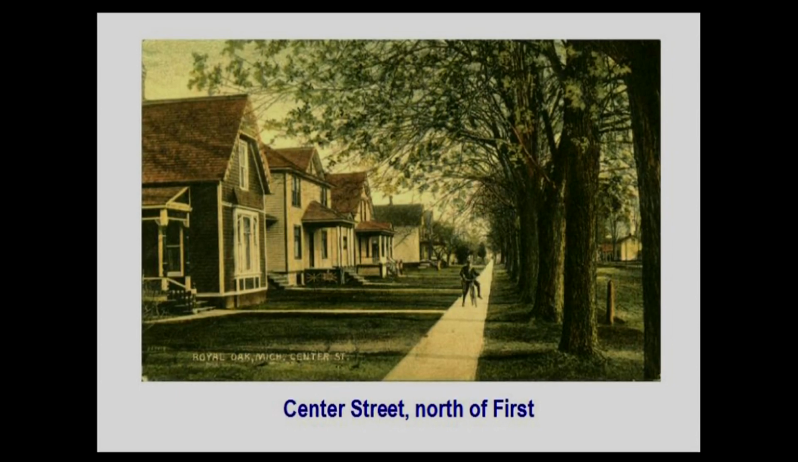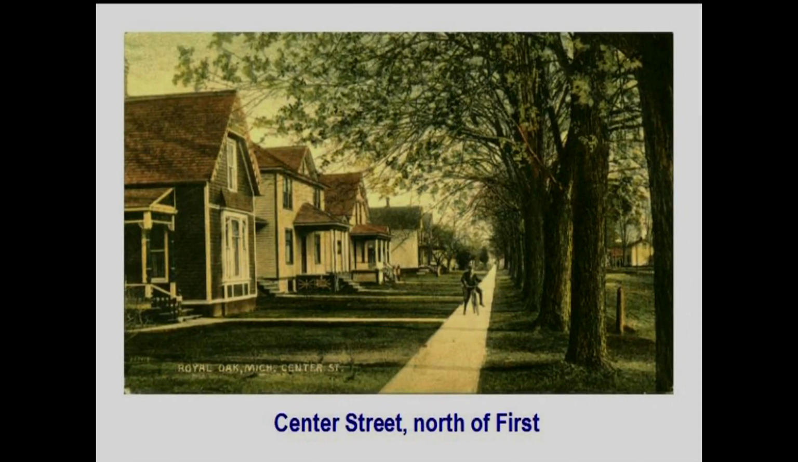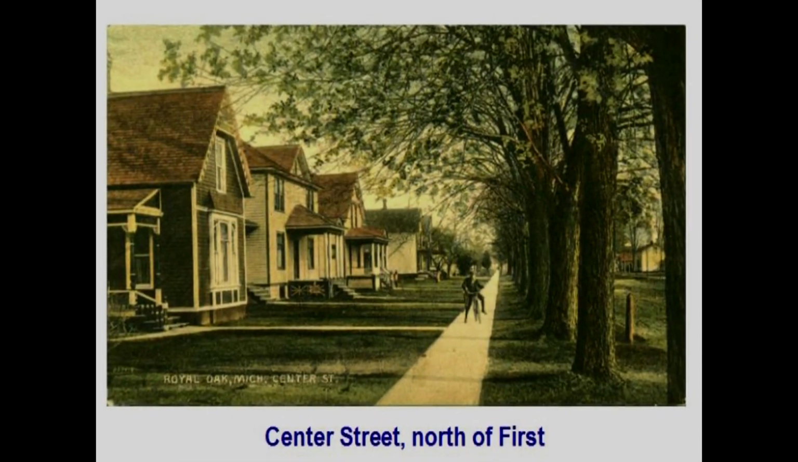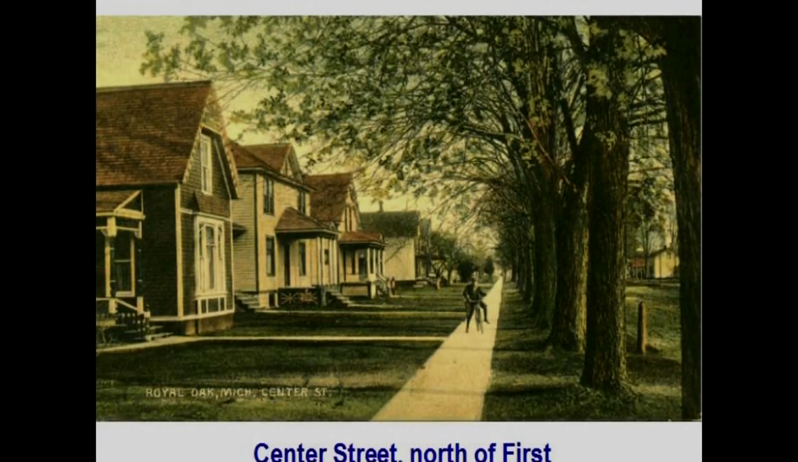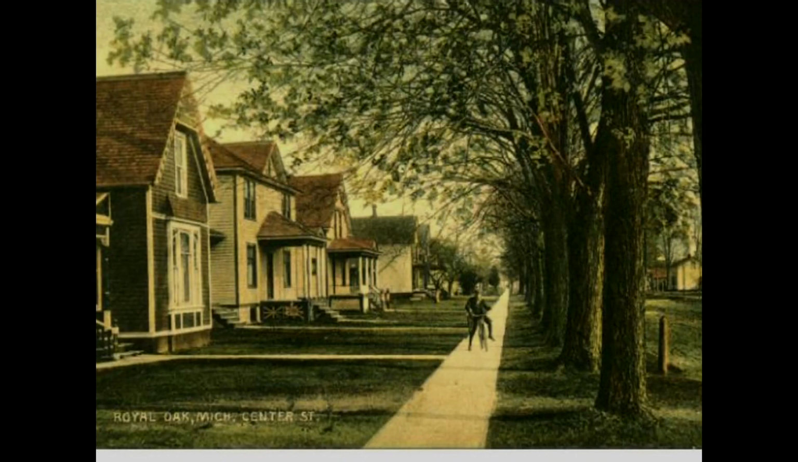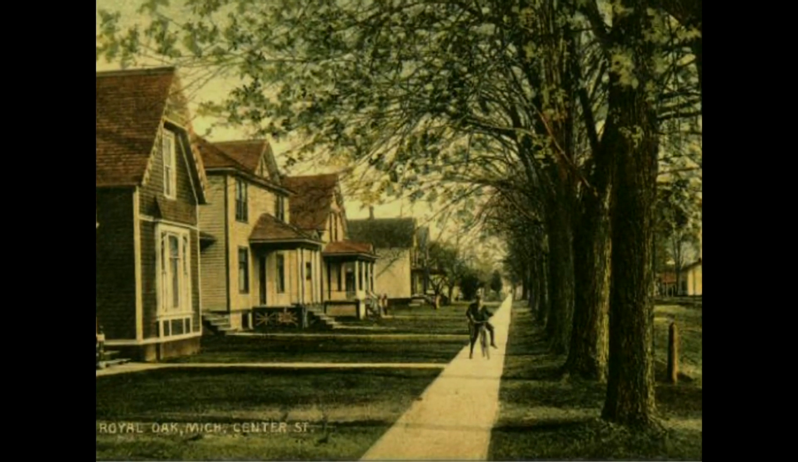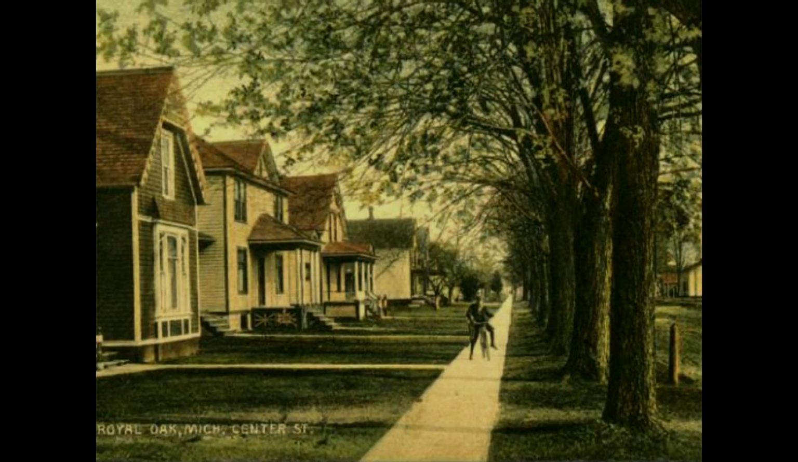I've acquired some postcards, or at least photographed or scanned postcards that deal with Royal Oak. Here's one of Center Street. And this is looking north of First Street, or north of 11 Mile Road along Center. The Center Street doesn't appear to be paved. Lots of big trees lining the road, and between the road and the sidewalk, lots of houses. Looks really quite idyllic. This is undoubtedly a colored black and white photograph, hand-colored.